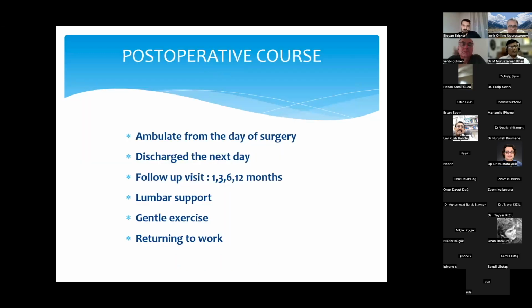In the postoperative course, the patient ambulates from the day of surgery and is discharged the next day. Usually I keep the patient one night in the hospital and give 3 doses of antibiotic. Follow-up visits are at 1, 3, 6, and 12 months. I use a lumbar support for 1 month, give gentle exercise, and the patient returns to work after 1.5 months.